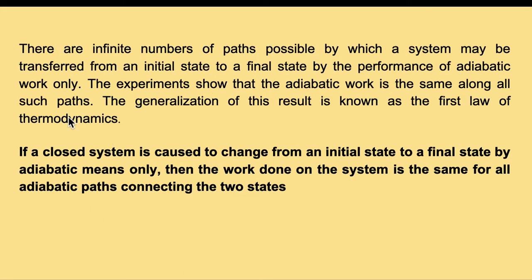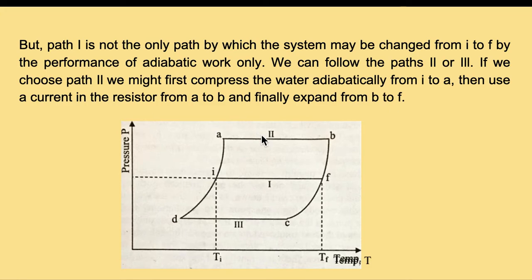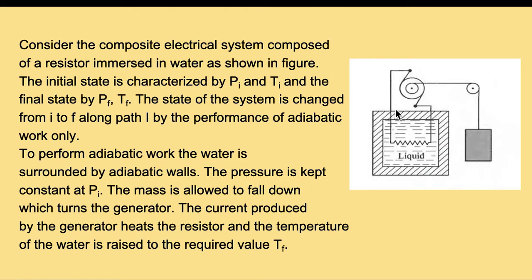And it is found that these three are not the only possible ways. There are an infinite number of paths possible by which a system may be transferred from an initial state to the final state by the performance of adiabatic work only. The experiments show that the adiabatic work is the same along all such paths. The generalization of this result is known as the first law of thermodynamics. So, how can you calculate the adiabatic work done here? The first one, the system is falling from here to here.